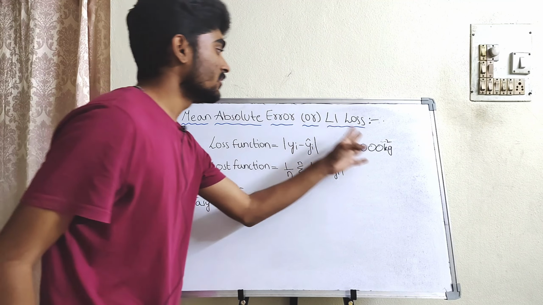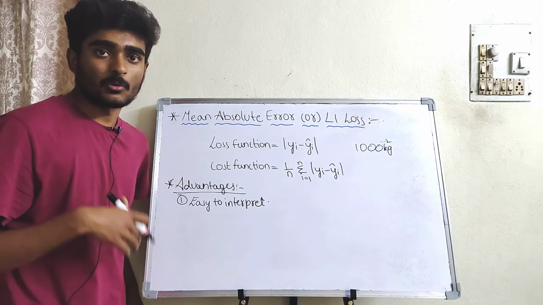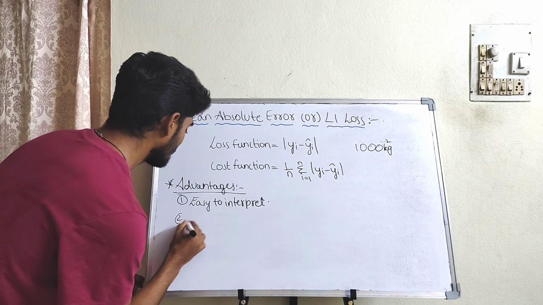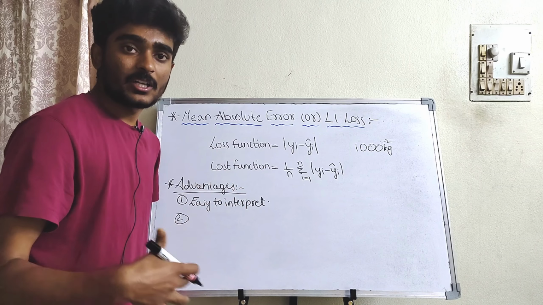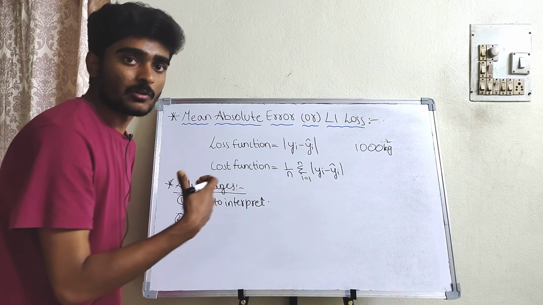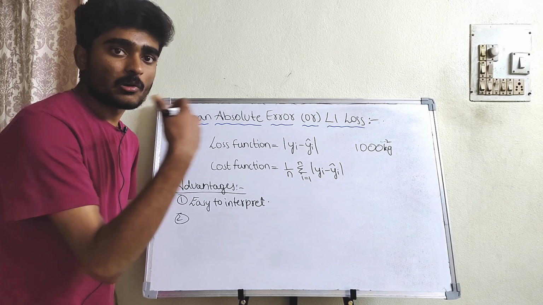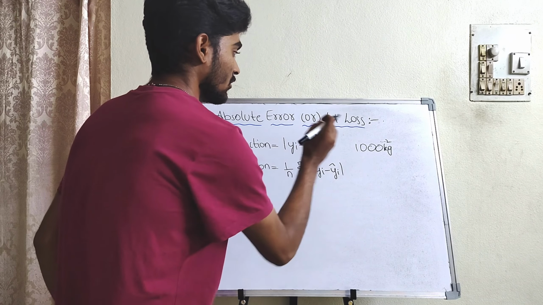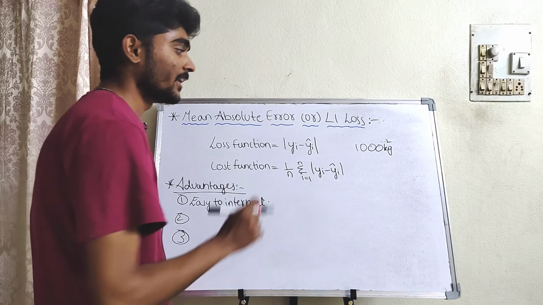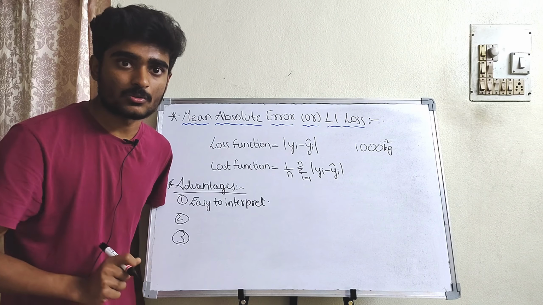In this loss function we don't have that problem. The second advantage is that we need not square the units of any feature or any loss function. The third advantage is that it is robust to outliers.